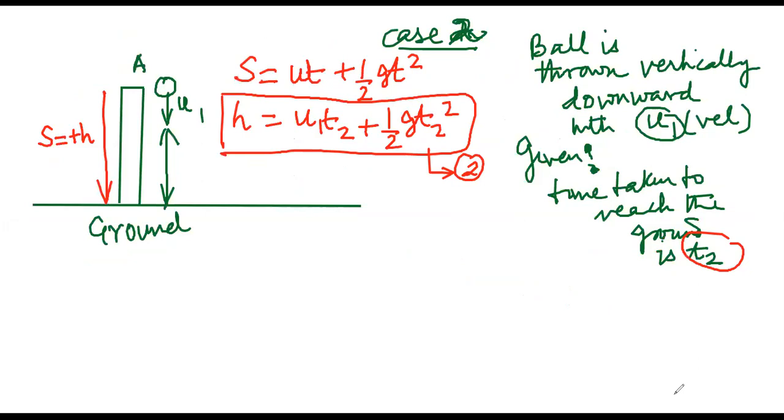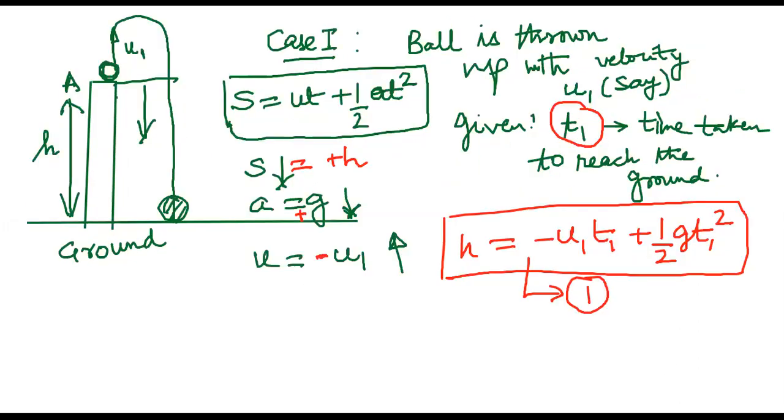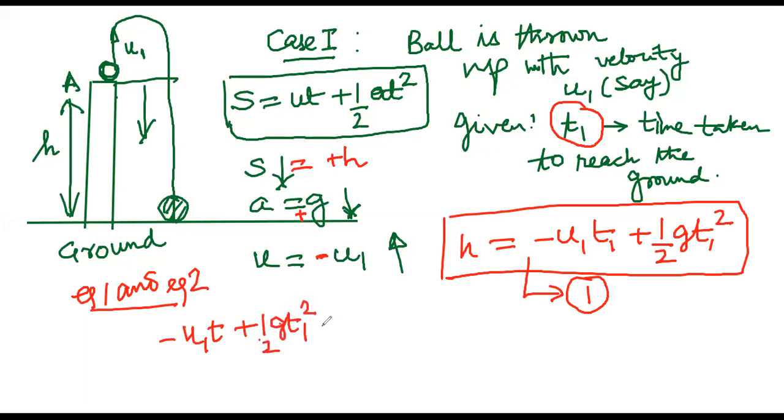So what can I do from here? Children, since both are h, I will equate equation 1 and equation 2. So what shall I get? I will get -u1 t1 + half g t1 square, equals u1 t2 + half g t2 square.